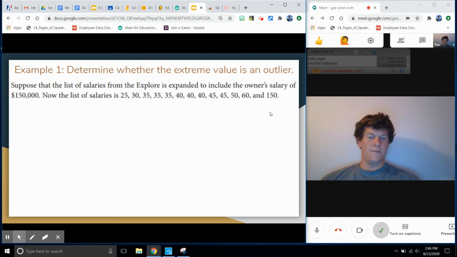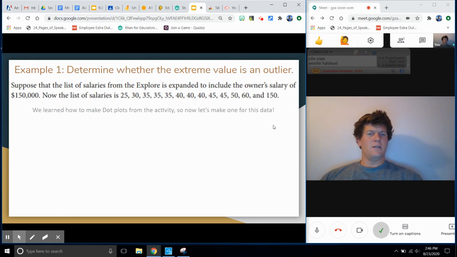now our 150. With the activity we did in class today with dot plots and learning how to make those, we should be good. We should know how to do this. But whenever you're making those, you want to look for your number line first. Notice we're counting by 5s with all of these numbers. These are all divisible by 5. So I want my number line to do the same thing. My smallest number is 25. My largest is a 150. So I have to make sure my number line at least covers those numbers.